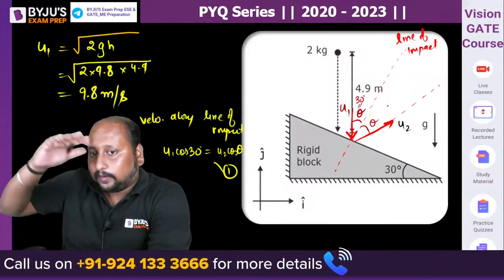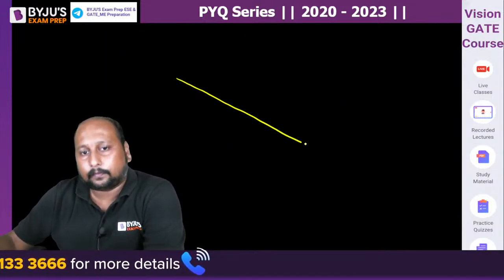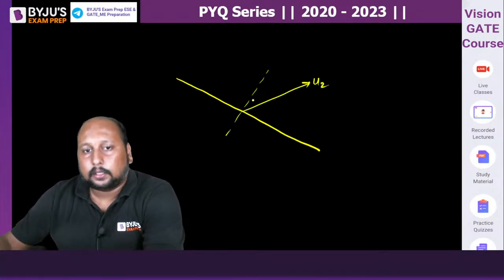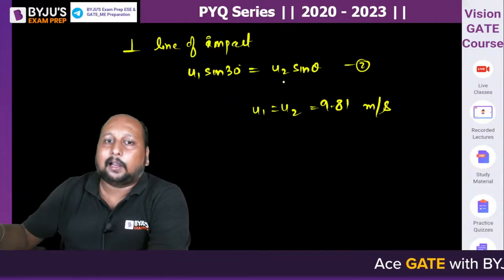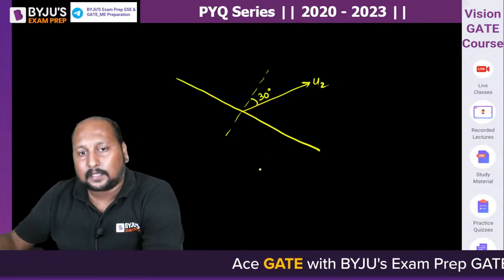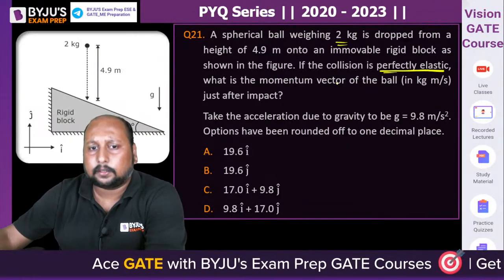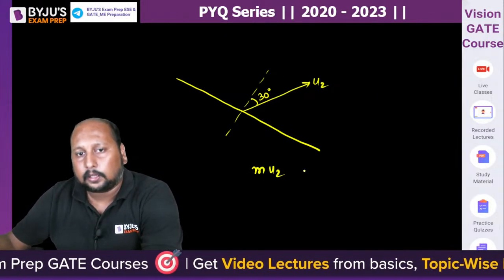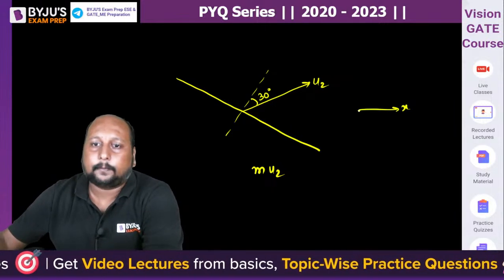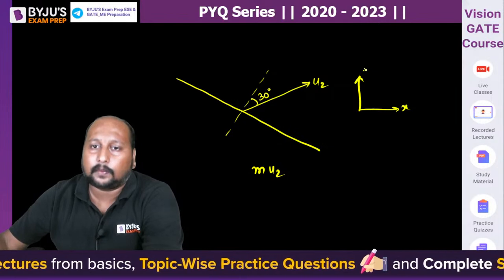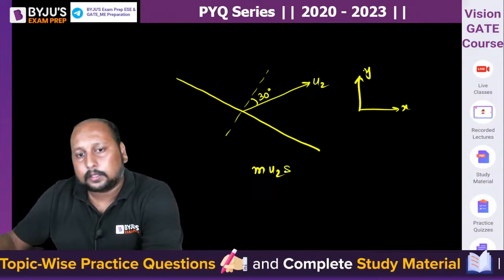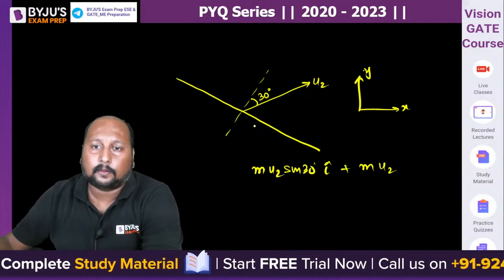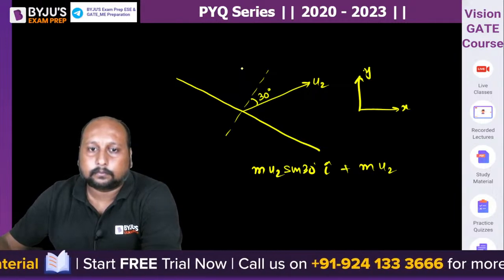That's it. Now after the collision, this is the situation, this is u2, this is 30 degree. And we have to calculate the momentum vector after the impact. So can we say mass is equal to 2 kg, right? So it will be equal to m u2 along the x direction. This is x, this is y. In the x direction, which velocity will be responsible? U sin theta, है ना? U sin 30 I cap plus m into u2. This one will be equal to this one, right?